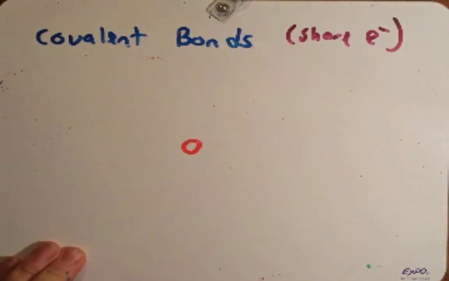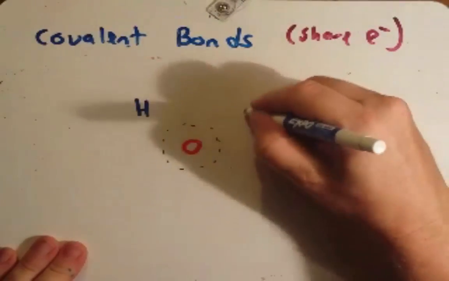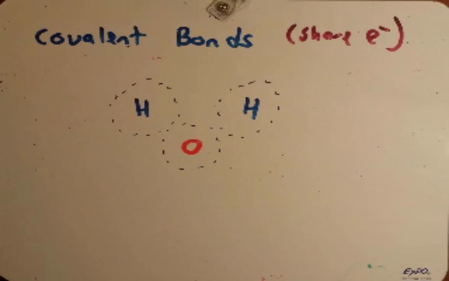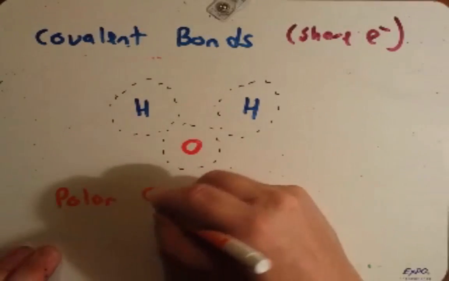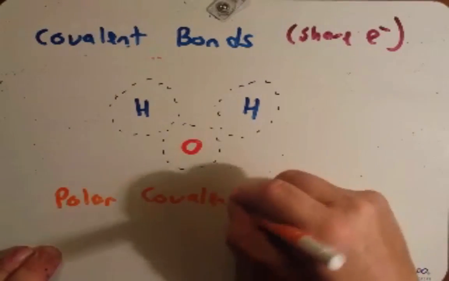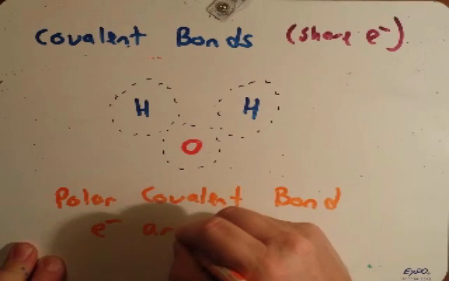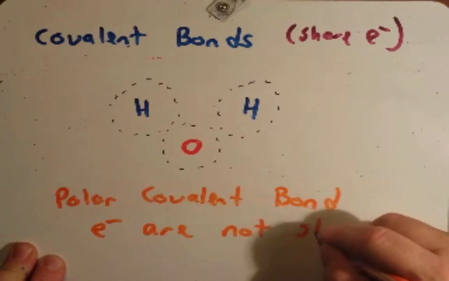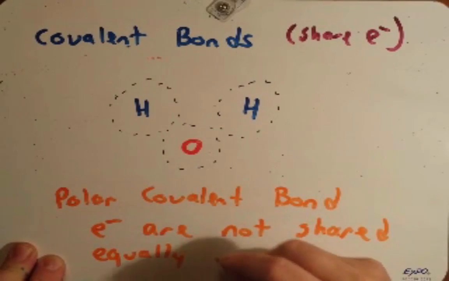So we have oxygen here, and then we have hydrogens here. Now the electrons that are shared between these hydrogen and oxygen molecules are not shared equally. So we call this a polar covalent bond. And again, what makes this different than a nonpolar covalent bond is that the electrons are not shared equally between atoms.